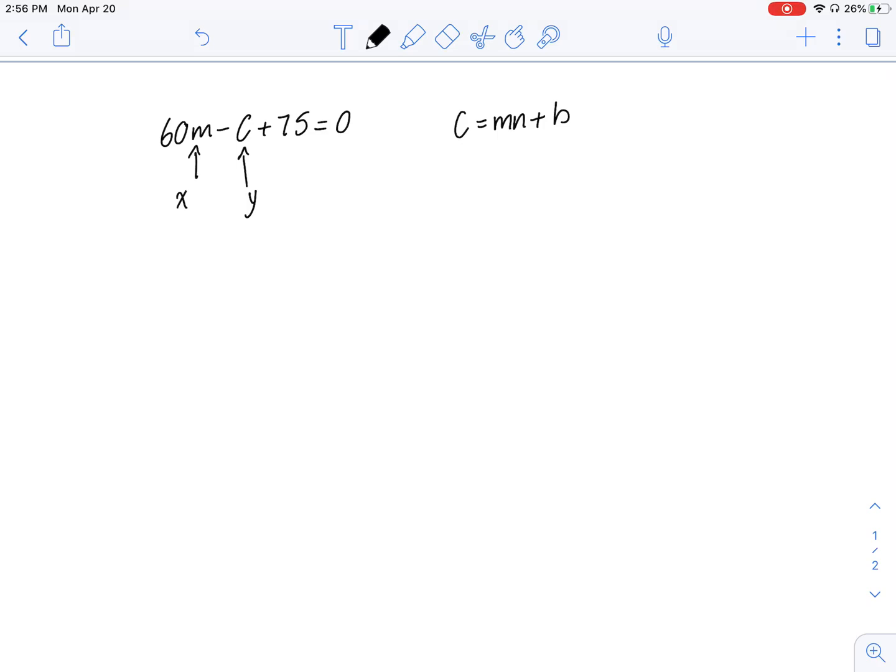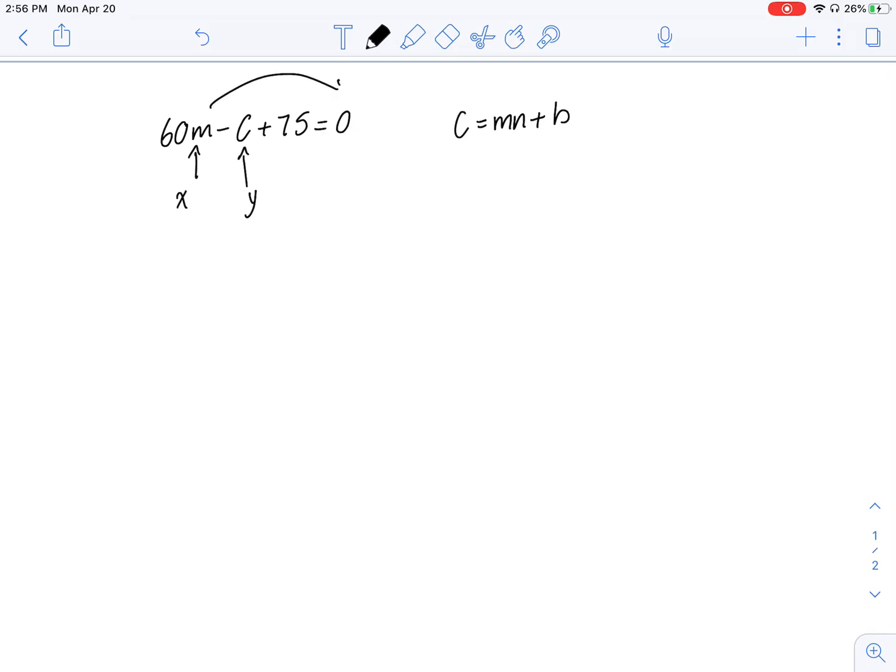In other words, m is the independent variable, right? So x doesn't depend on anything, but c, the total cost of the rental, does depend on m. In other words, y depends on x. So we need to isolate for c.